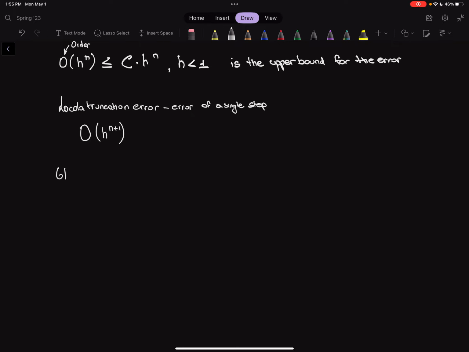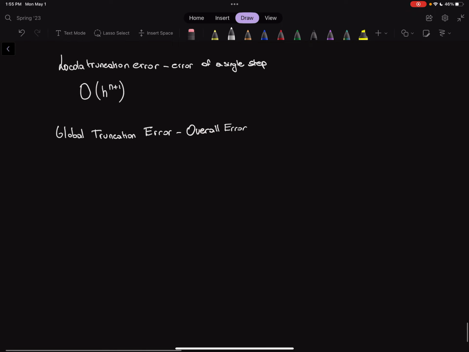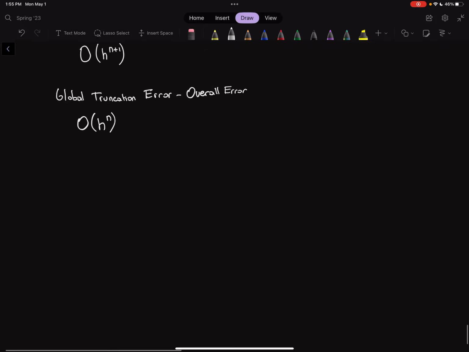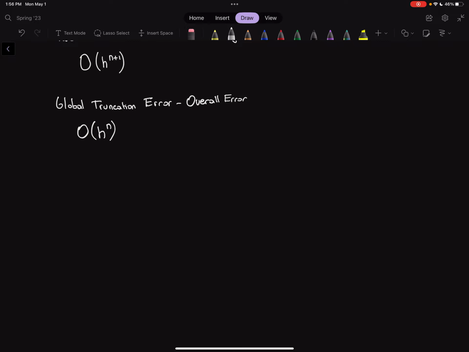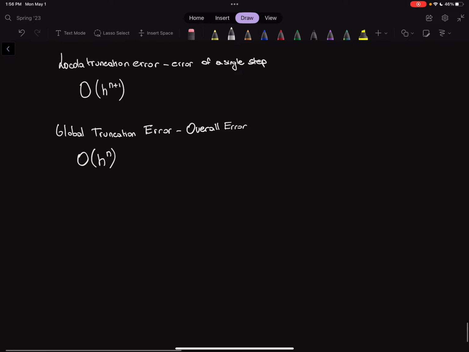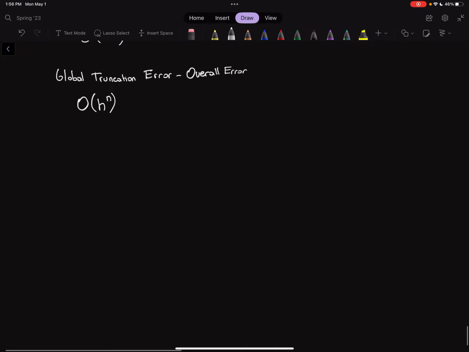The global truncation error, on the other hand, is the overall error. And the overall error is O times h to the n power right here. So it's one n less. So if you consider that h is less than 1, then the local truncation error is less than the global truncation error, which is what you would expect.